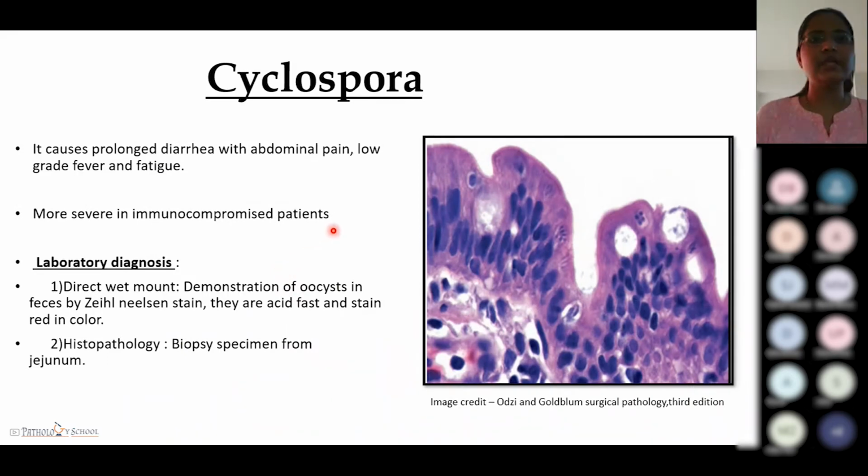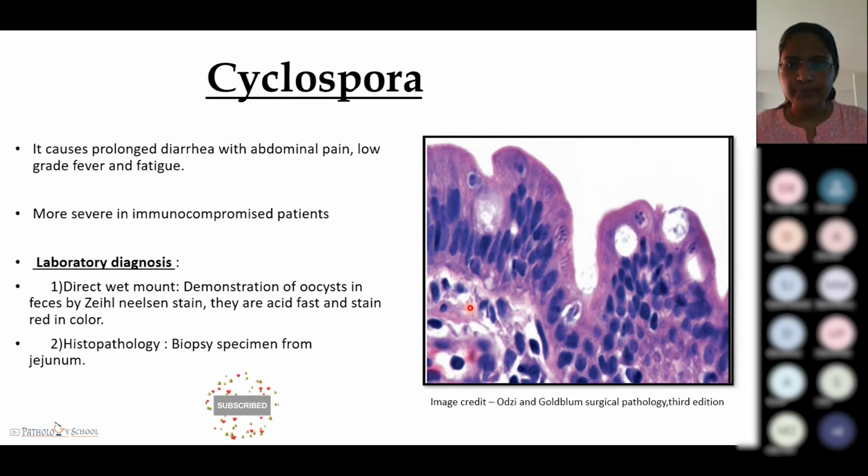Next is Cyclospora. It causes prolonged diarrhea with abdominal pain, low-grade fever, and fatigue, and it is more severe in immunocompromised patients. Lab diagnosis is done by direct wet mount, by demonstration of oocysts in feces by Ziehl-Neelsen staining. They are acid-fast and stain red in color, and histopathologically, biopsy specimens from the jejunum are studied. Here in this jejunal biopsy specimen, we can see the cyst of the Cyclospora.